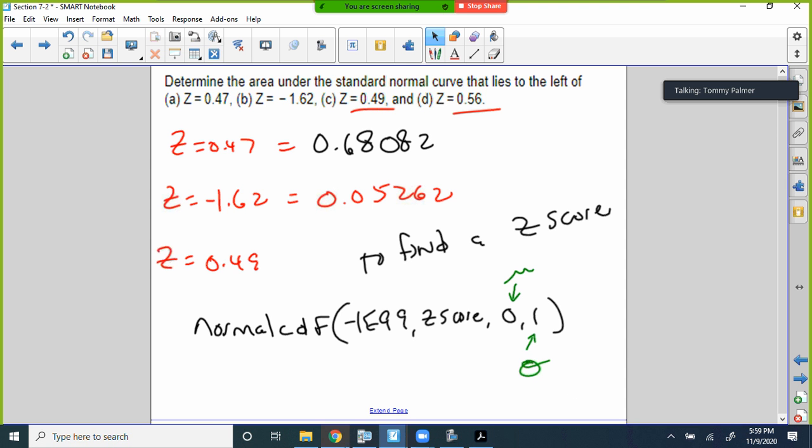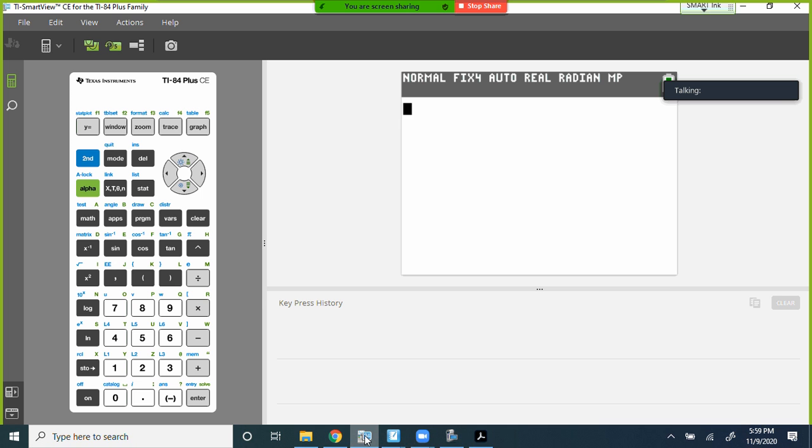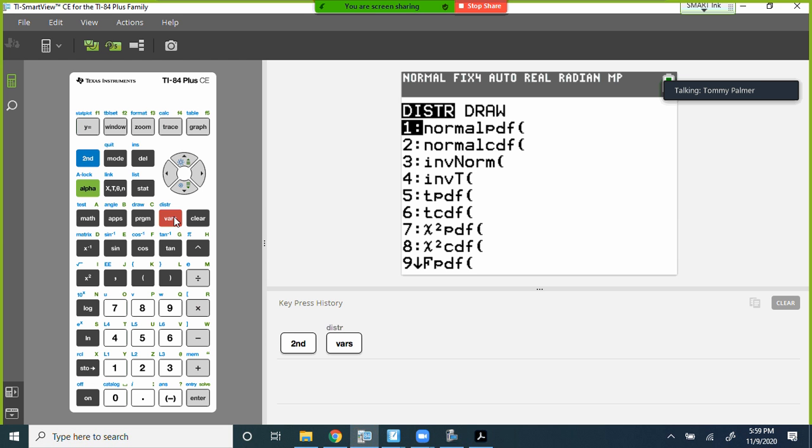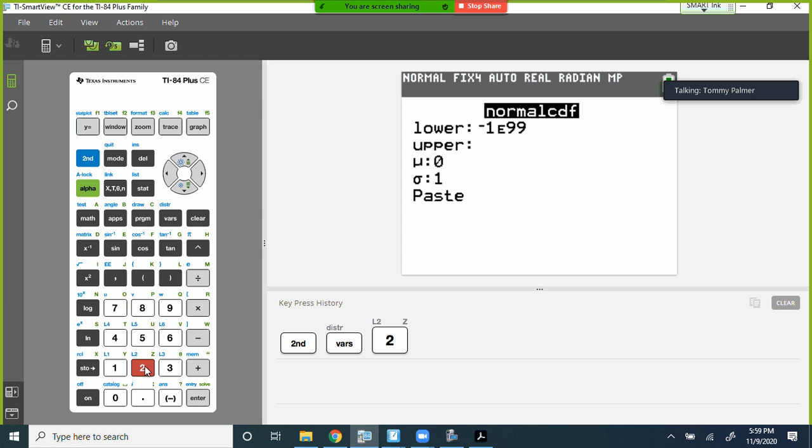So if you get your calculator, we're going to go second, vars, right? And we're going down to number 2, which is normal cumulative distribution function. So we're going to hit number 2. Now, it preloads if you have a TI-84 that has the latest software, and the latest software could be as old as 5-6 years ago, and it'll still be able to do this, right? It's going to come with this menu type format, and it's got the lower being negative 1E99.